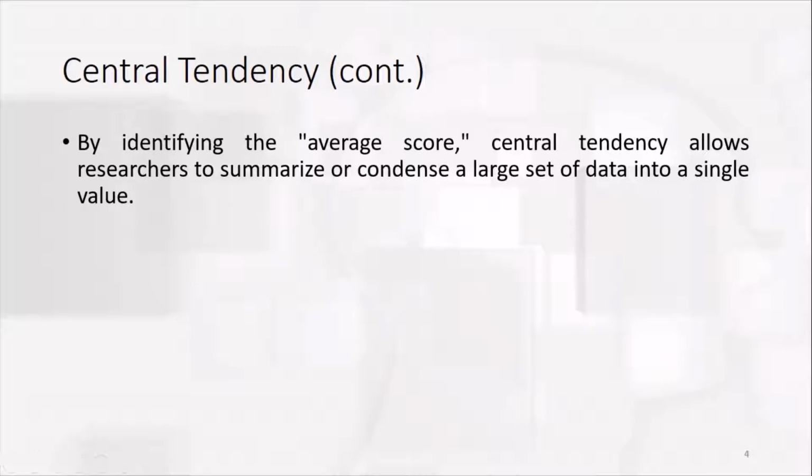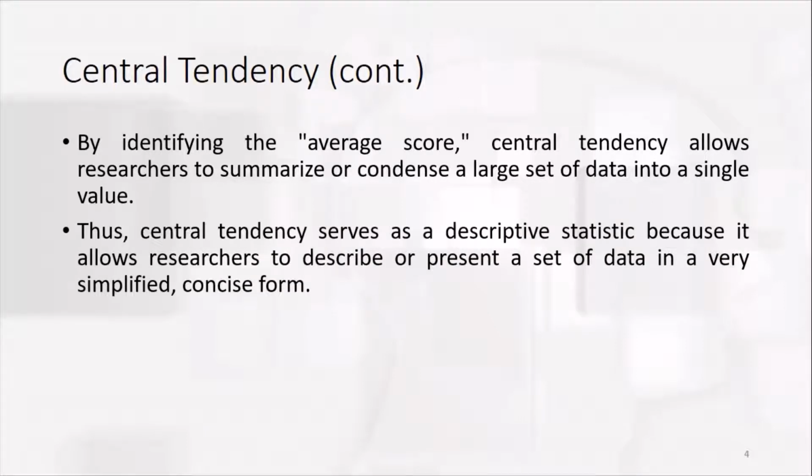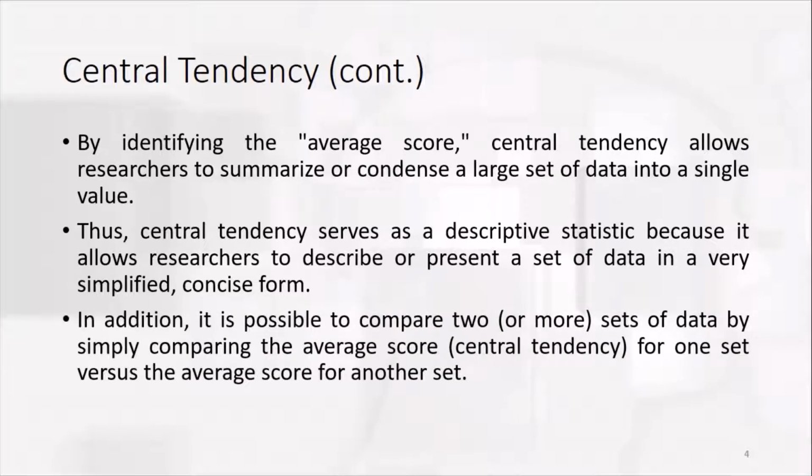So, makikita ninyo madalas dito sa lesson natin na maraming mga raw data, maraming mga numbers. But by just identifying the single value or yung average score natin, masasummarize natin yung napakaraming data into just single value. Next, the central tendency then will serve as a descriptive statistic. Pag sinabi nating descriptive statistic, that is to describe or to present a data in a very simplified or in concise form. Okay? And lastly, posible rin na pwede nating i-compare yung dalawang set ng data using the measures of the central tendency or yung average score ng distribution natin.